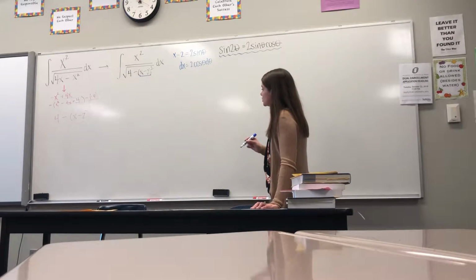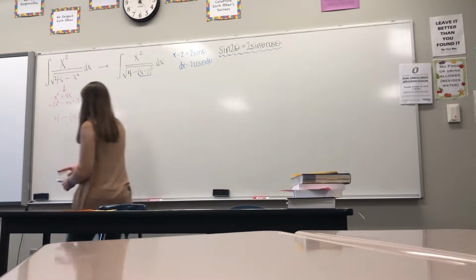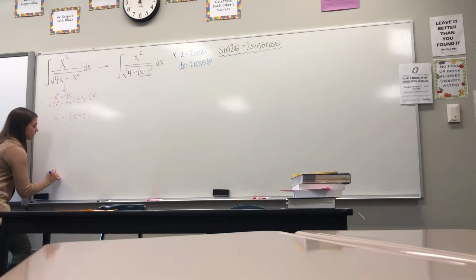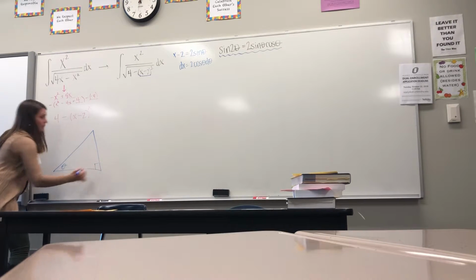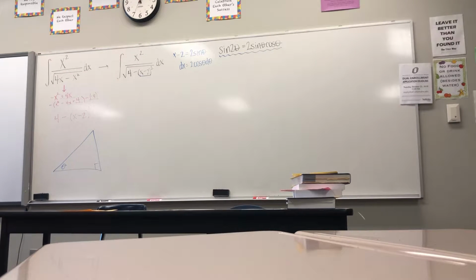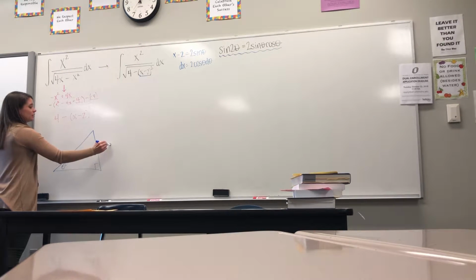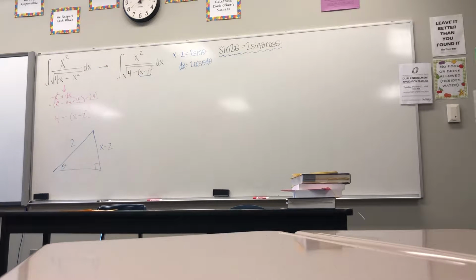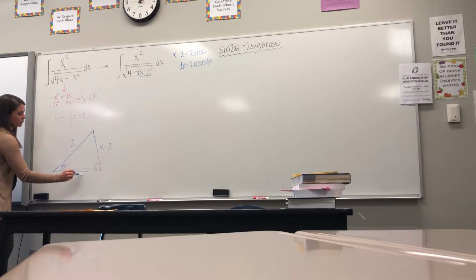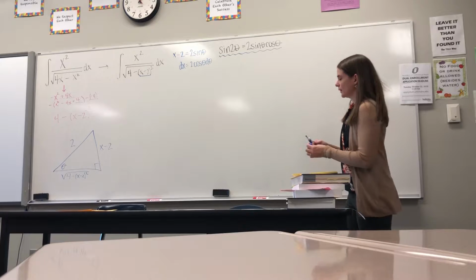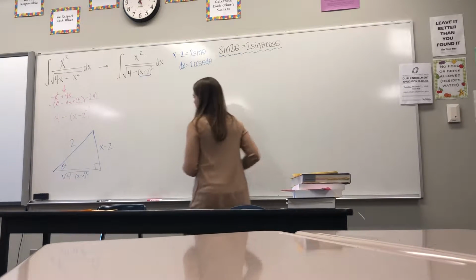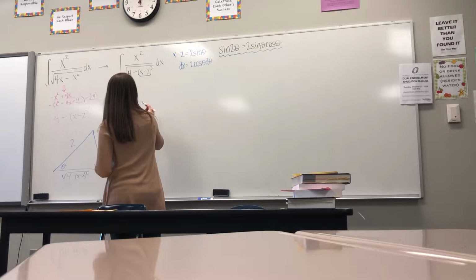Let's also draw our triangle. Our sine ratio would be x minus 2 over 2, and this side would be the square root of hypotenuse squared minus leg squared, which is what we see in our integral. All right, now for the fun part.